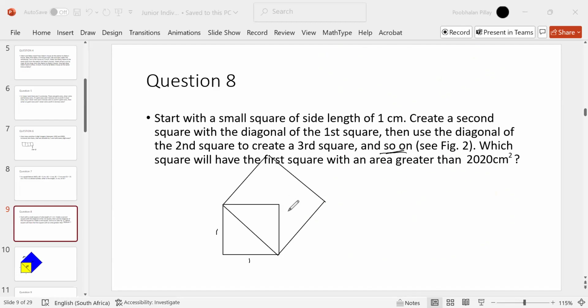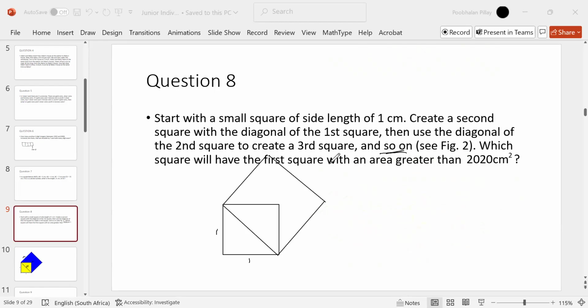So you're going to keep doing this. Each time you draw a square, you get a diagonal. You draw a square on top of that, you get a diagonal. You get a square on top of that. And you can't draw it because there's too many. They say, which square will have the first square with an area of 2,020 square meters? That's a huge number, right?